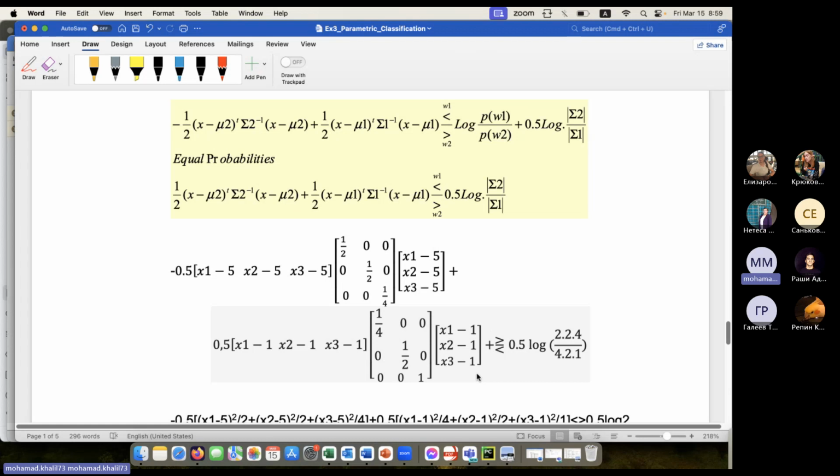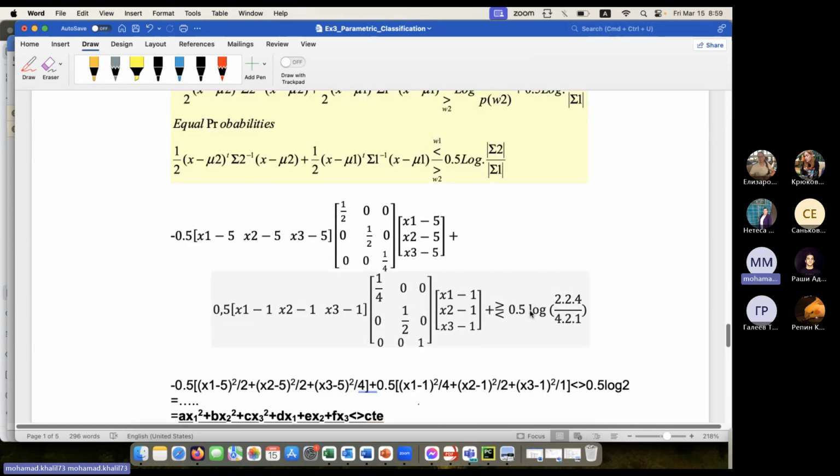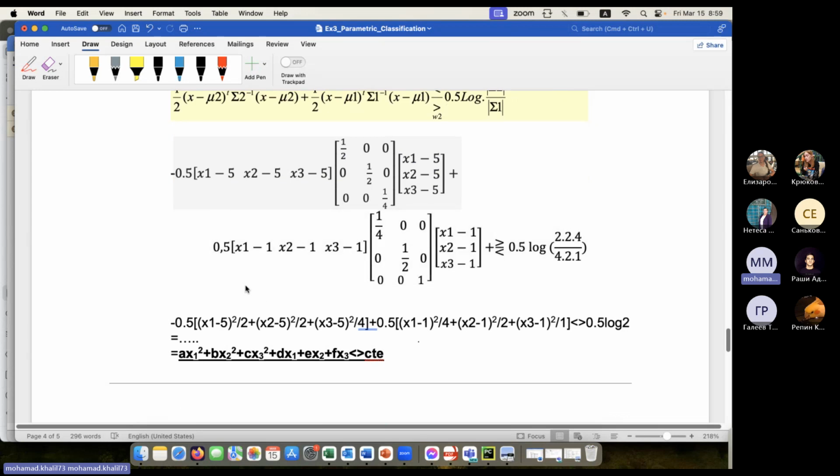Okay? If this plus this is less than 0.5 times log sigma 2. What is the determinant of sigma 2? 2 times 2 times 4, and this 4 times 2 times 1. Okay, we develop. If you develop, look what you have. Minus 0.5. Here, this one squared over 2, this one squared over 2, this one squared over 4. And the other part, minus this plus this: x1 squared over 4, x2 squared over 2, x3 squared over 1, less than 0.